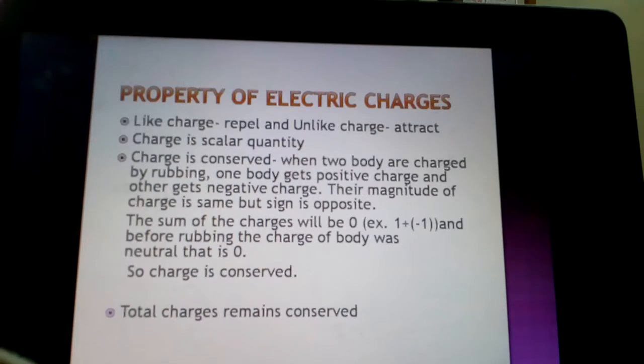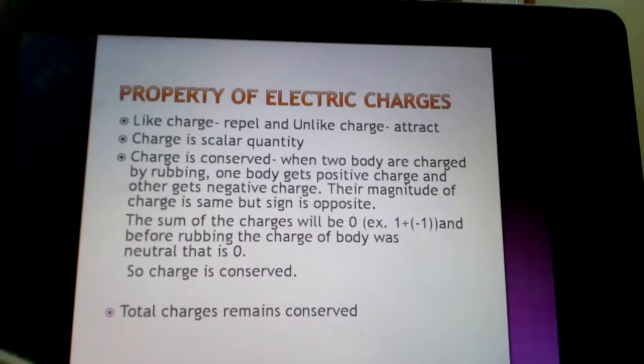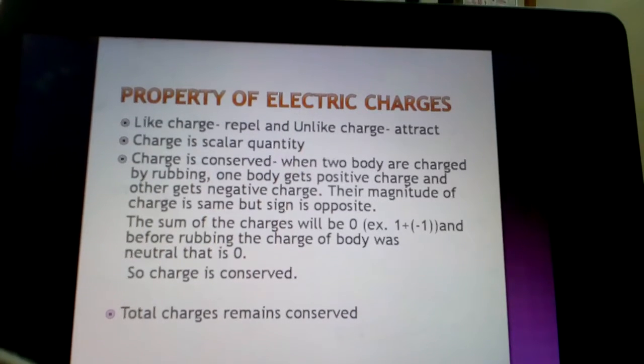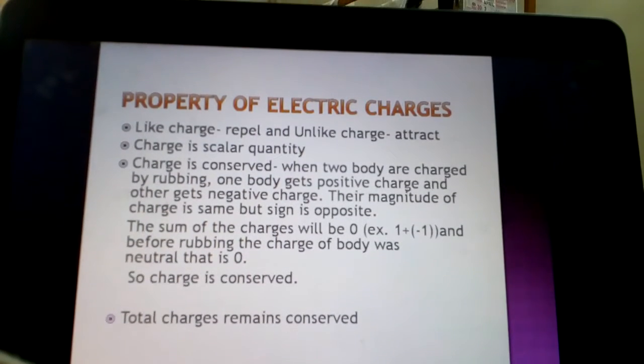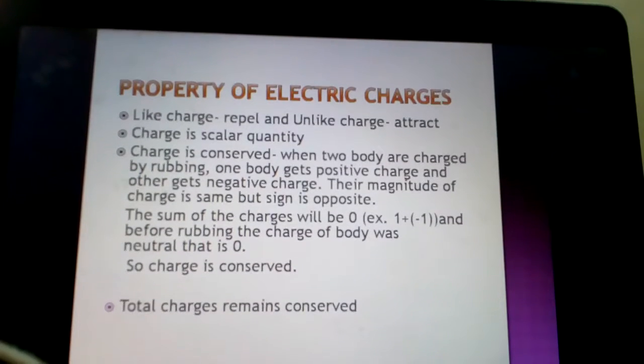Now the last point says that total charge remains conserved. That we have learned in the third point. It means charge can neither be created nor be destroyed.